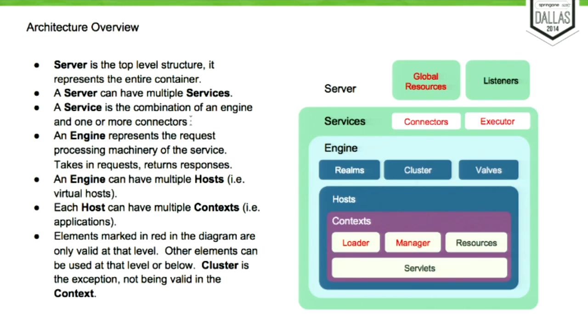So in red, we've marked the components which don't hierarchically influence the rest of the containers inside. So you can see that the realms, cluster, and valves, and resources can all be placed at different levels in the rest of those components. That's what we wanted to highlight there.